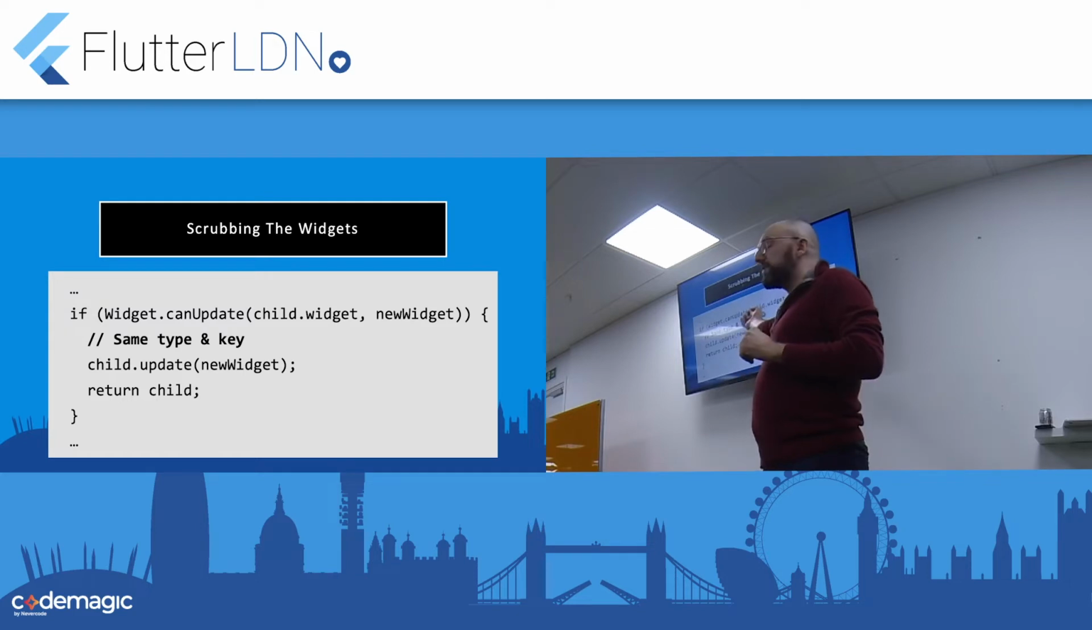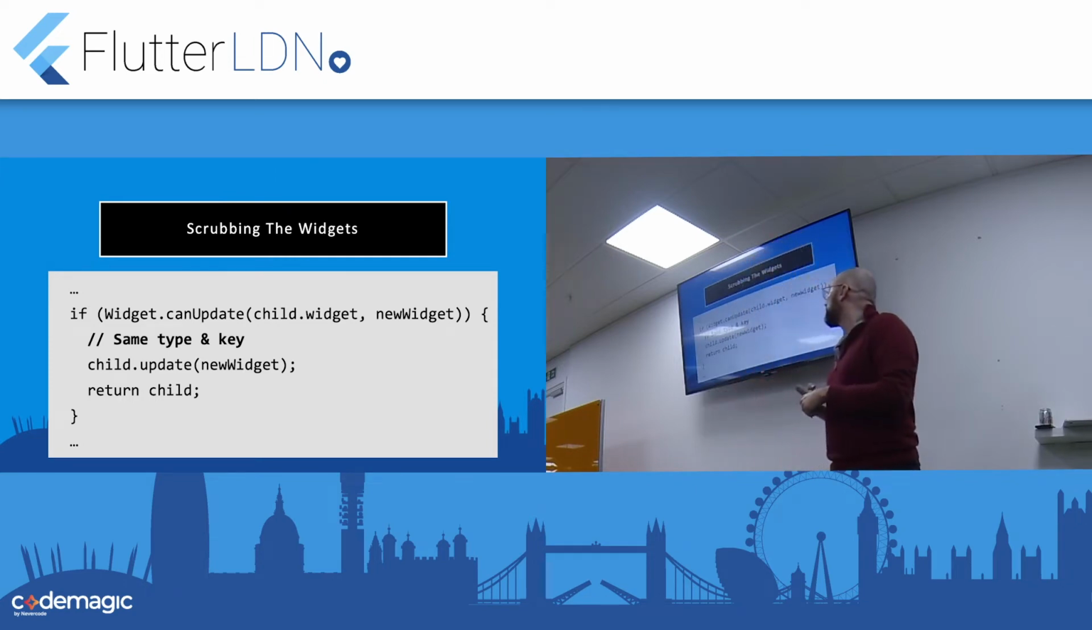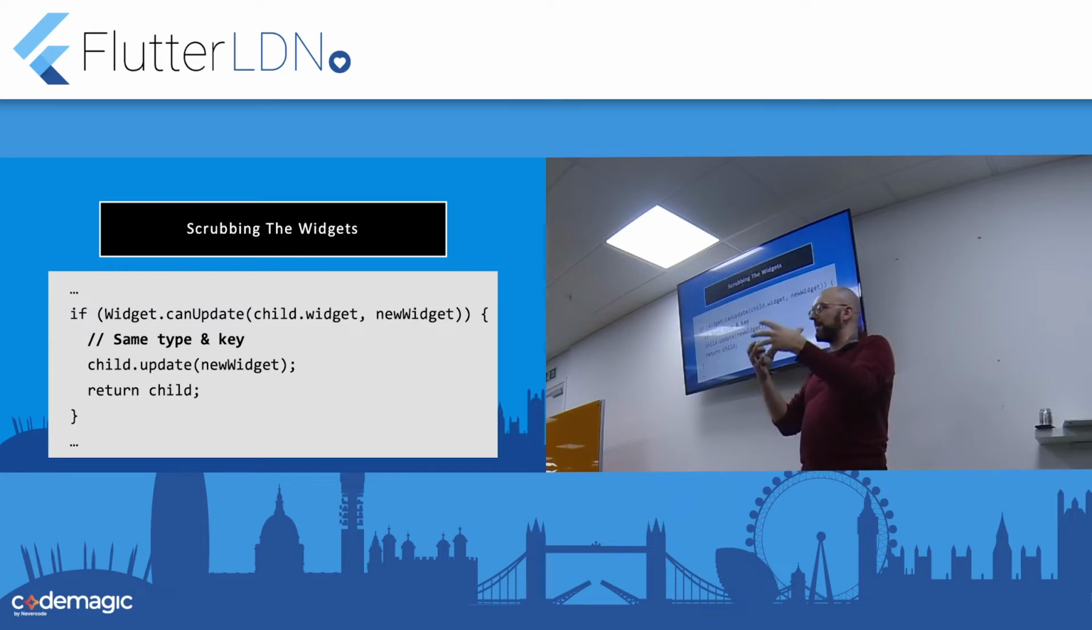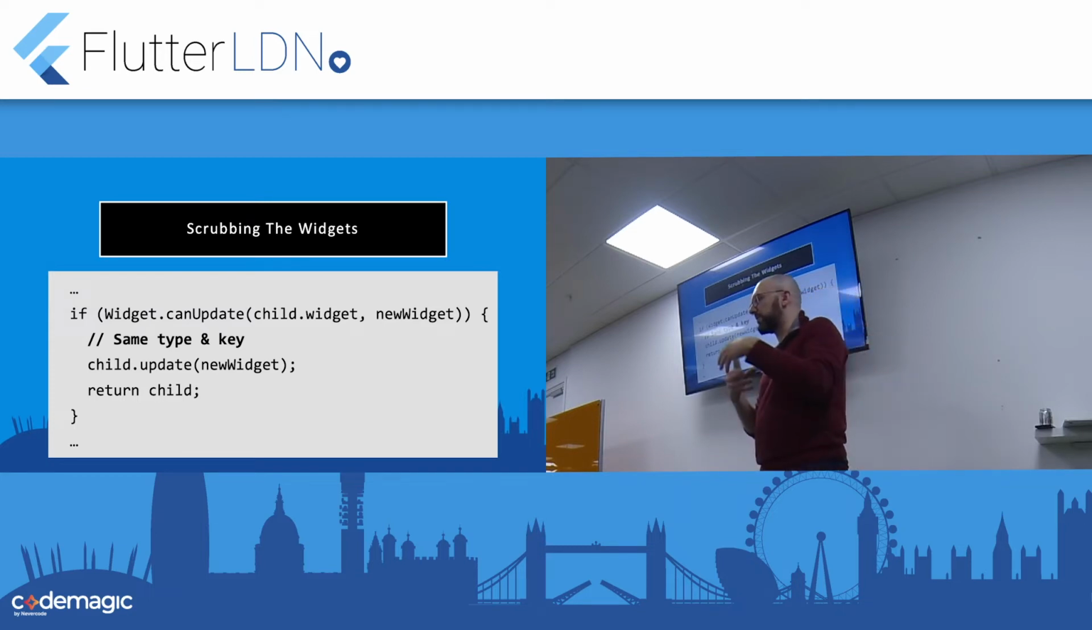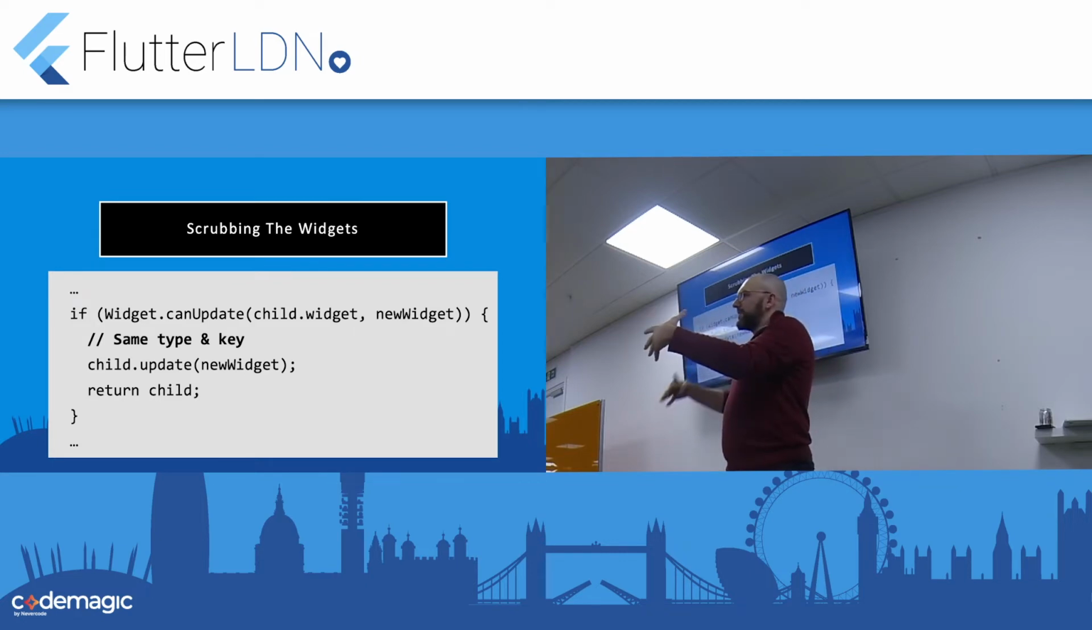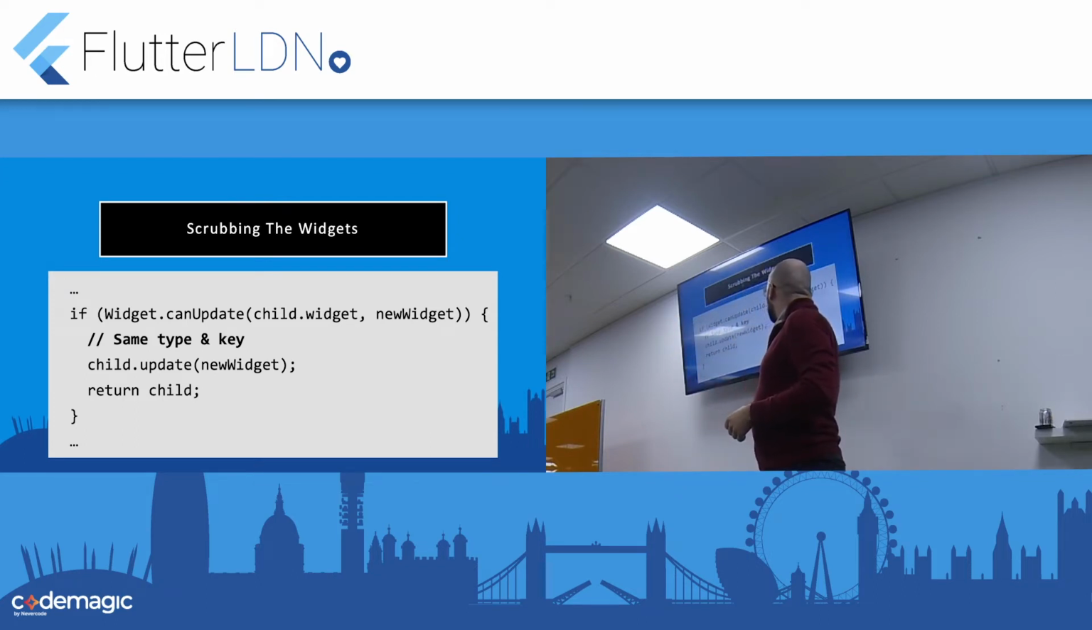And basically this means if they have the same type and if they have the same key property, they can get replaced. So instead of creating a new element, which is another instance, and it sometimes causes a new render object to be created, and that causes another paint, which I'll go to later, this child can get its widget basically replaced.